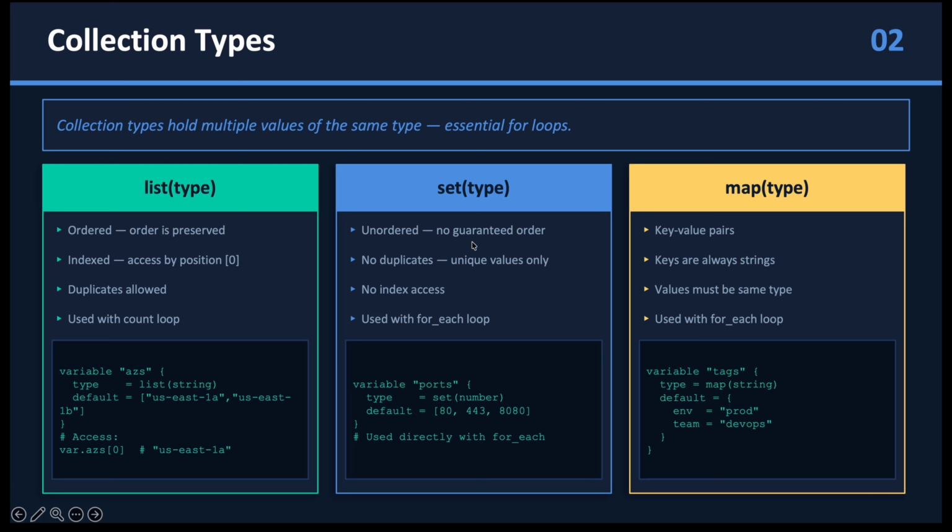So next is set. Sets are unordered, no guaranteed order, no duplicates, unique values only, no index access, used with for_each loop. Like you can use the variable as a port.